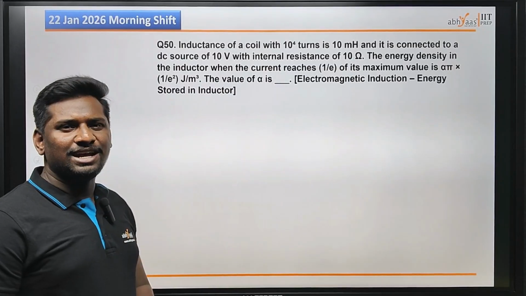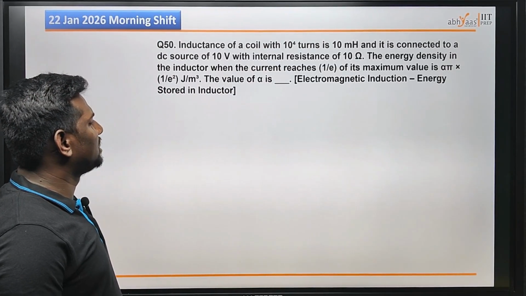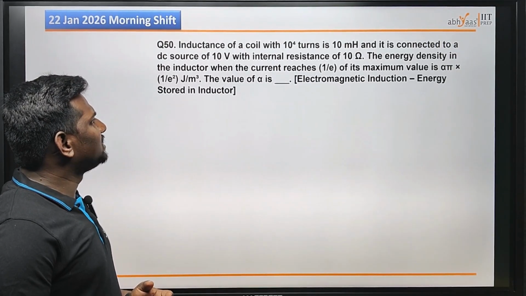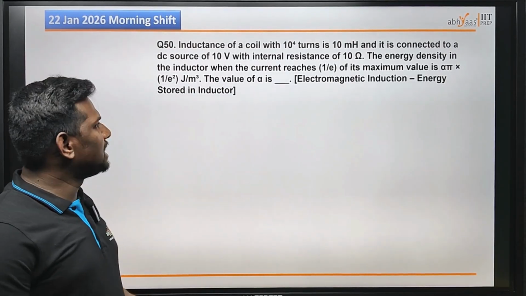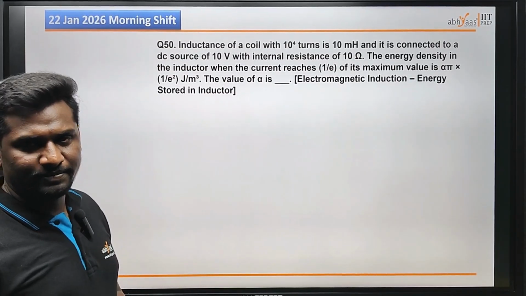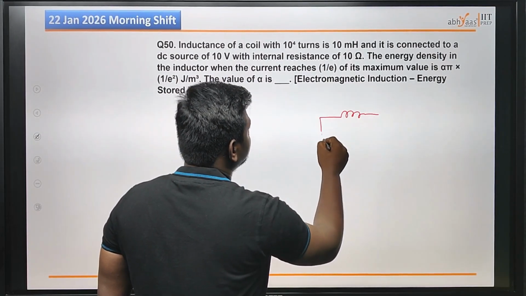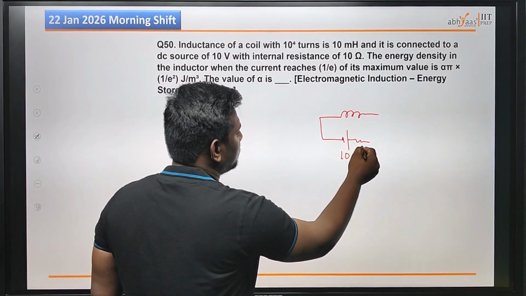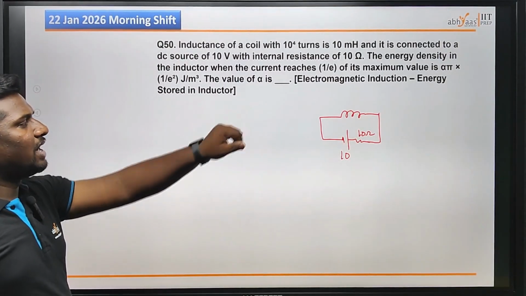Next one, see here, the inductance of a coil with 10 to the power 4 turns is 10 microhenry, and it is connected to a source of 10 volts with internal resistance 10 ohm. The energy density in the inductor when the current reaches 1 by e times its maximum value is alpha pi into 1 by e square. Find the value of alpha. They have given an inductor connected to a 10 volt battery having internal resistance 10 ohm. Then you have to find the energy density.